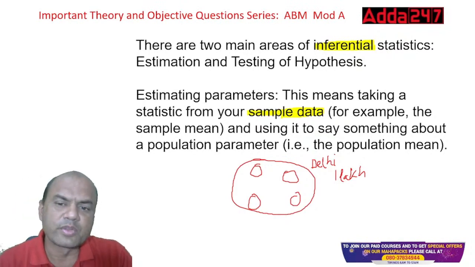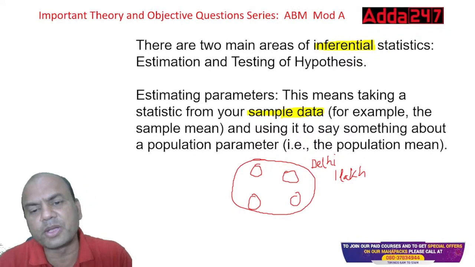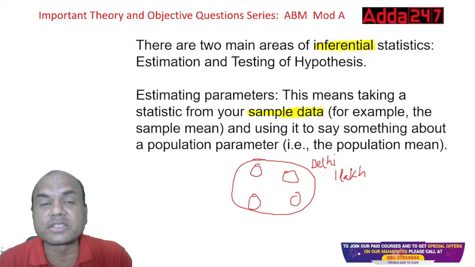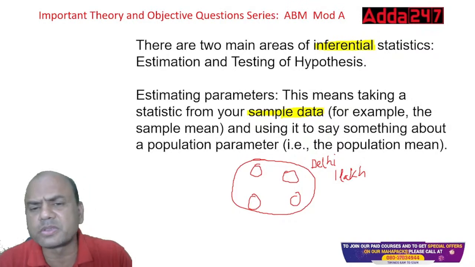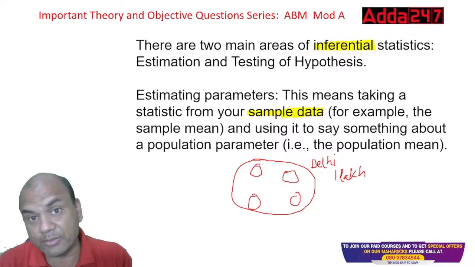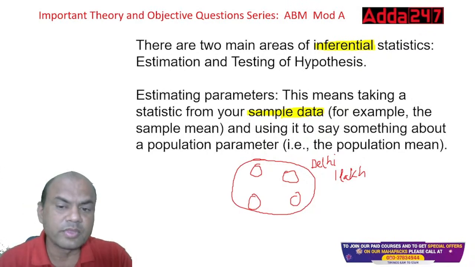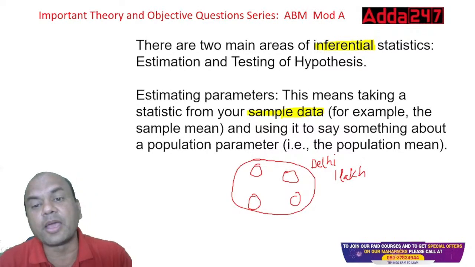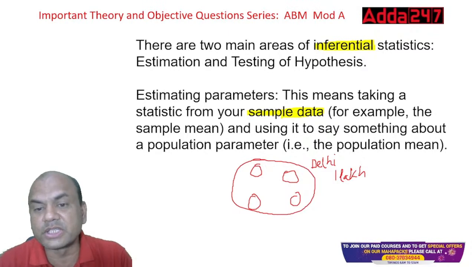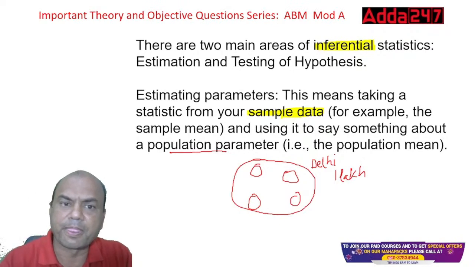In that case, is it possible for me to take it from the entire population? Go to every house and check what the salary is? Not possible. So I'll take samples from, let's say, 4 corners. There can be more corners also. Find out the salaries and then use them to say something about the population. So apply it to the entire Delhi. That is what estimation is.